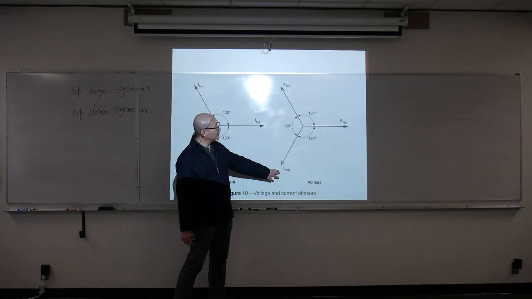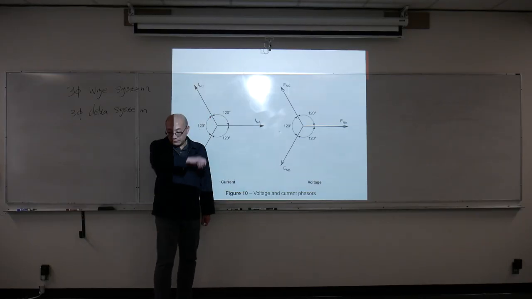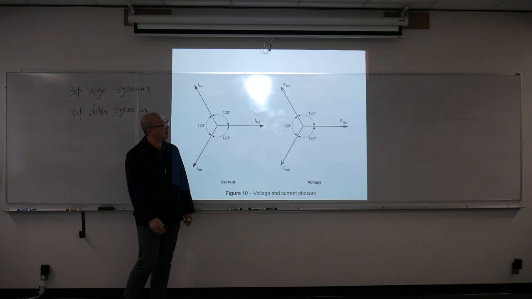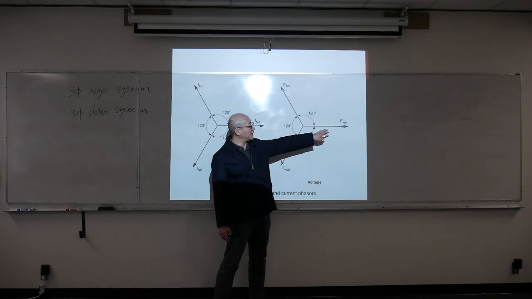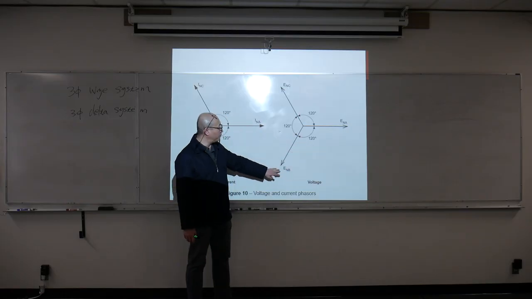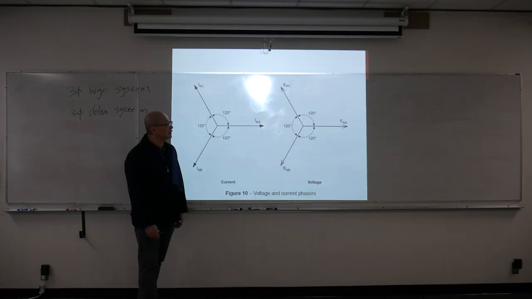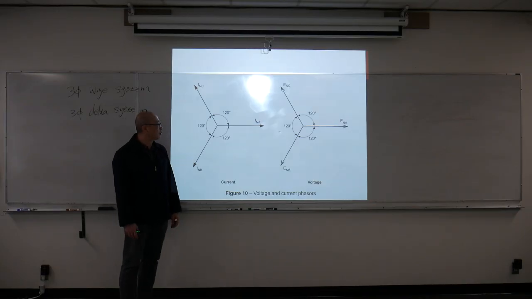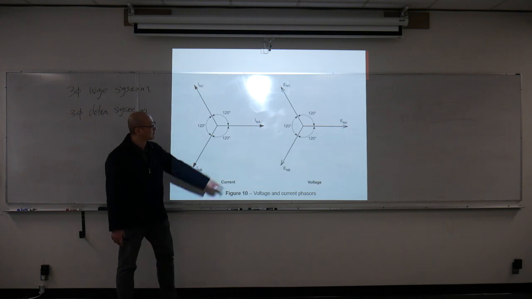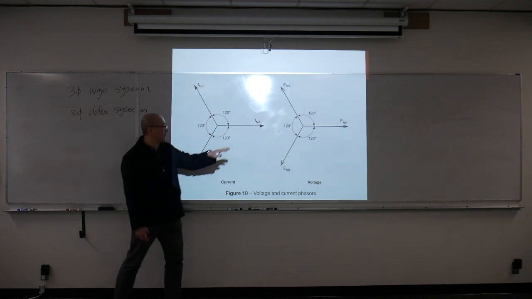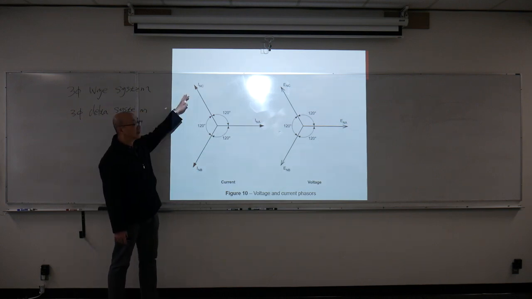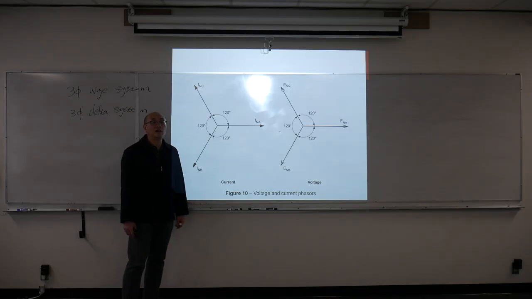But you can see the three voltages are 120 degrees apart. We start with phase A, then phase B, and phase C. The currents are in phase with the voltage, which is what I mentioned as purely resistive. The three currents, phase A, phase B, and phase C, are also 120 degrees apart.